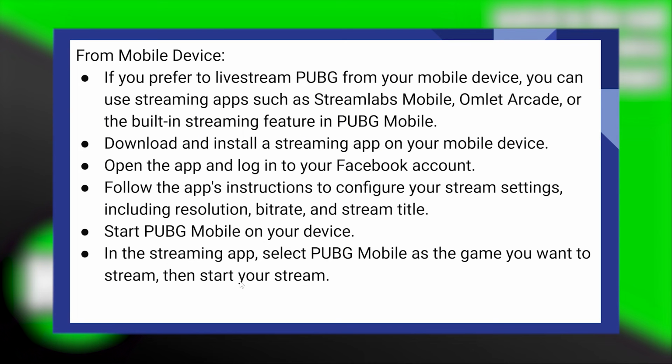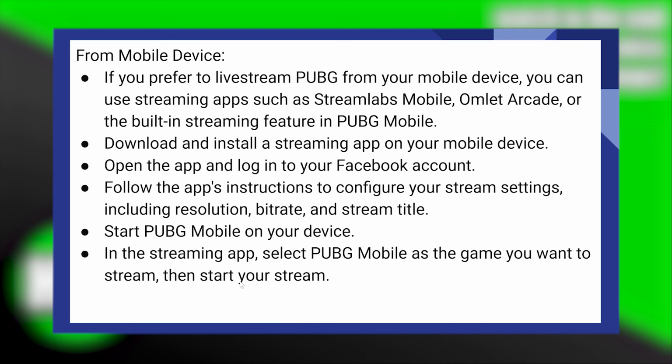If you prefer to live stream PUBG from your mobile device, you can use streaming apps such as Streamlabs Mobile, Omlet Arcade, or the built-in streaming feature in PUBG Mobile. Download and install a streaming app on your mobile device. Open the app and log in to your Facebook account. Then, follow the app's instructions to configure your stream settings, including resolution, bitrate, and stream title.